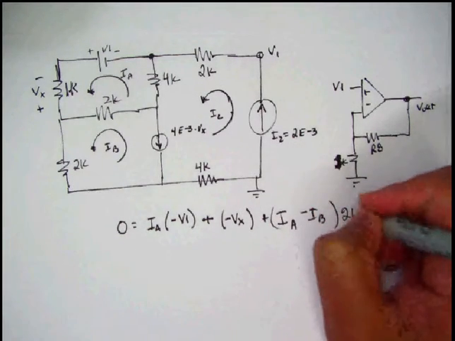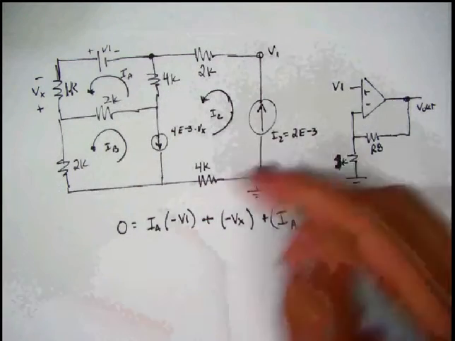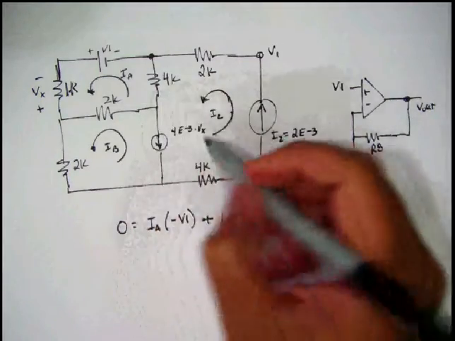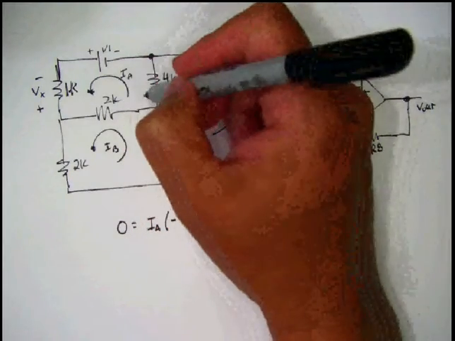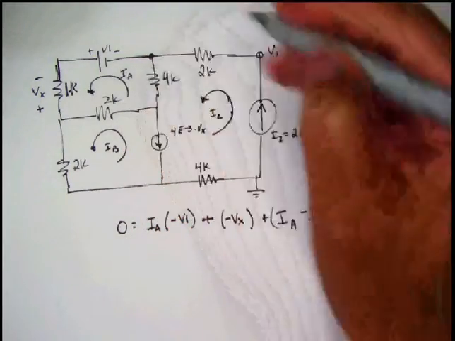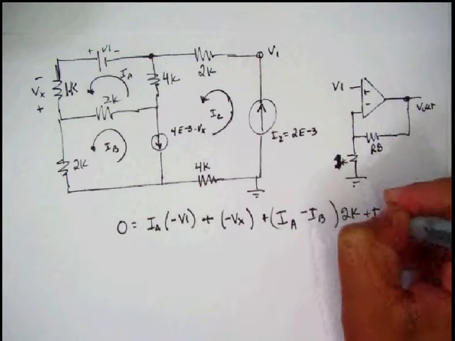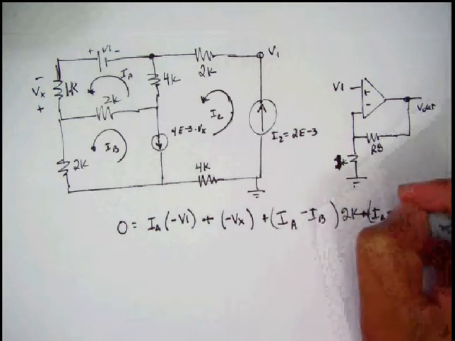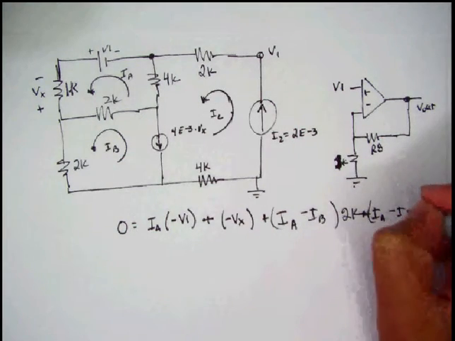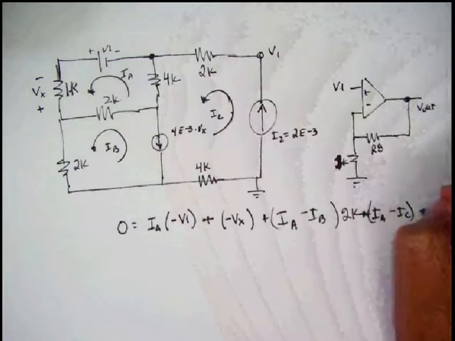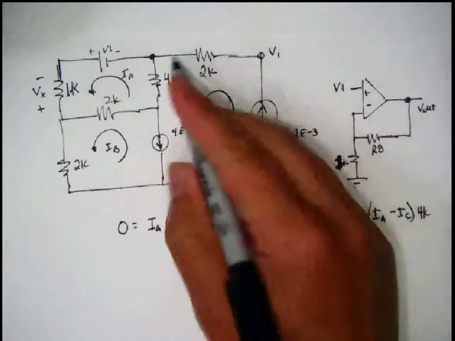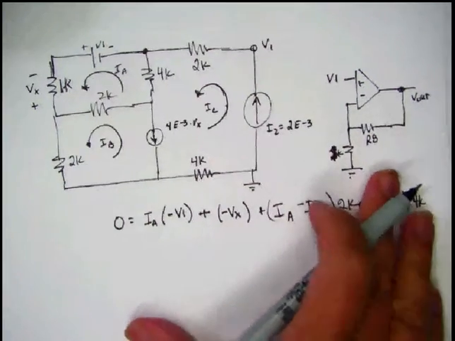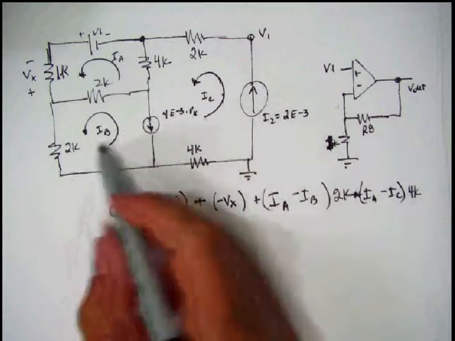times 2K. And by the way, I'll keep the 2K designation. And then here we've got the current IA less the current IC times the resistor 4K. And we're back to where we started. So that's one equation.